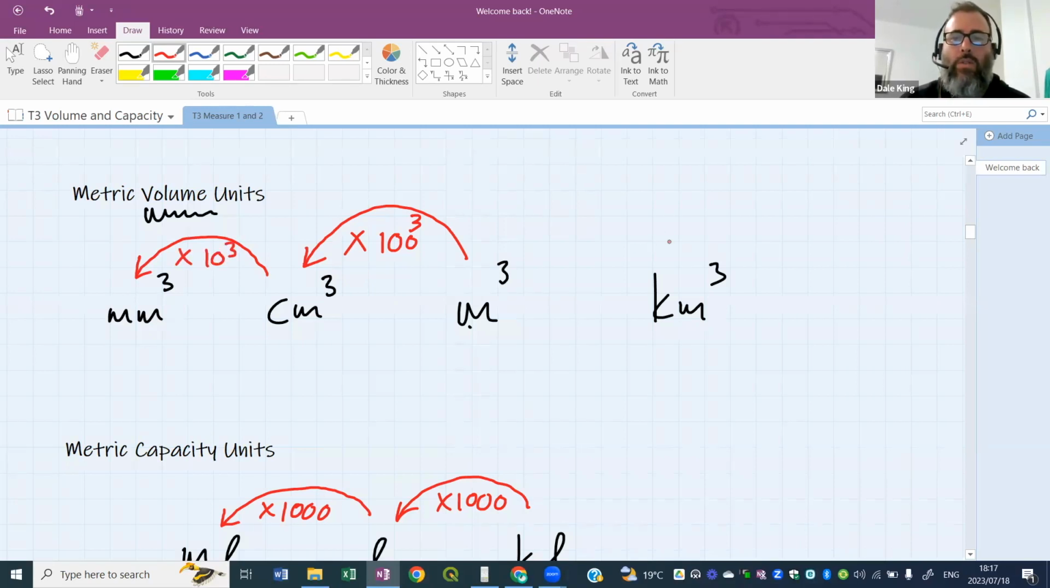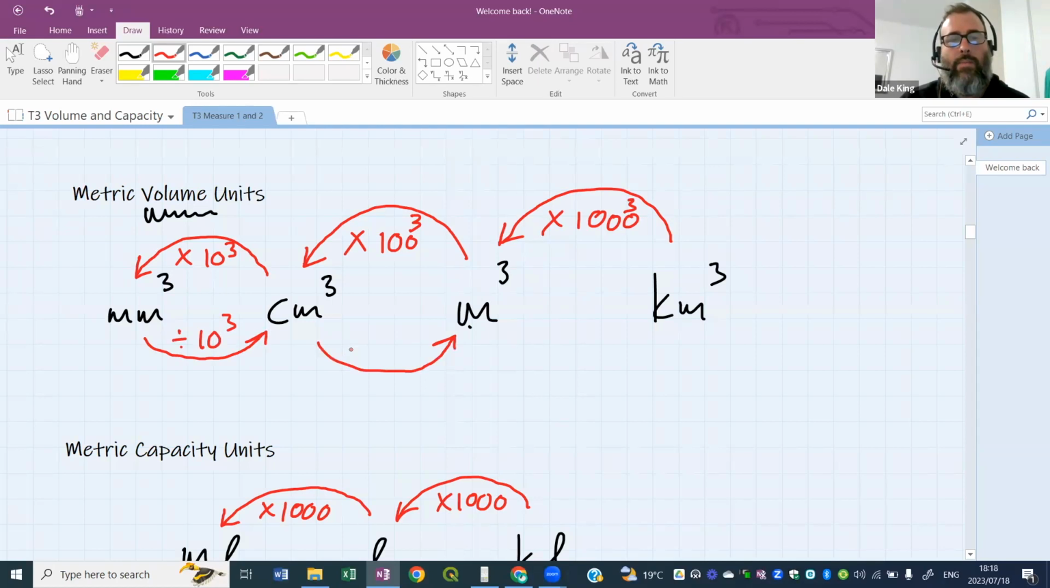All right, let's go back to kilometers cubed to meters. 1,000 cubed. All right, let's start from the beginning again. From millimeters cubed back up to centimeters cubed. You need to divide by 10 cubed. Centimeters cubed to meters cubed. Divide by 100 cubed. And meters cubed to kilometers cubed. Divide by 1,000 cubed. Bianca, you're a superstar. Thank you very much. Thank you, sir. Awesome. Thank you.